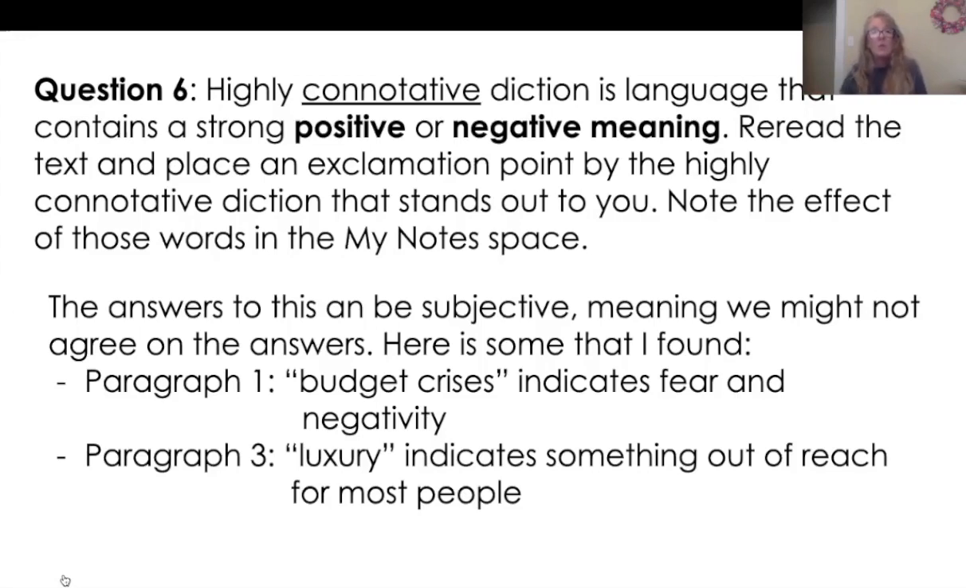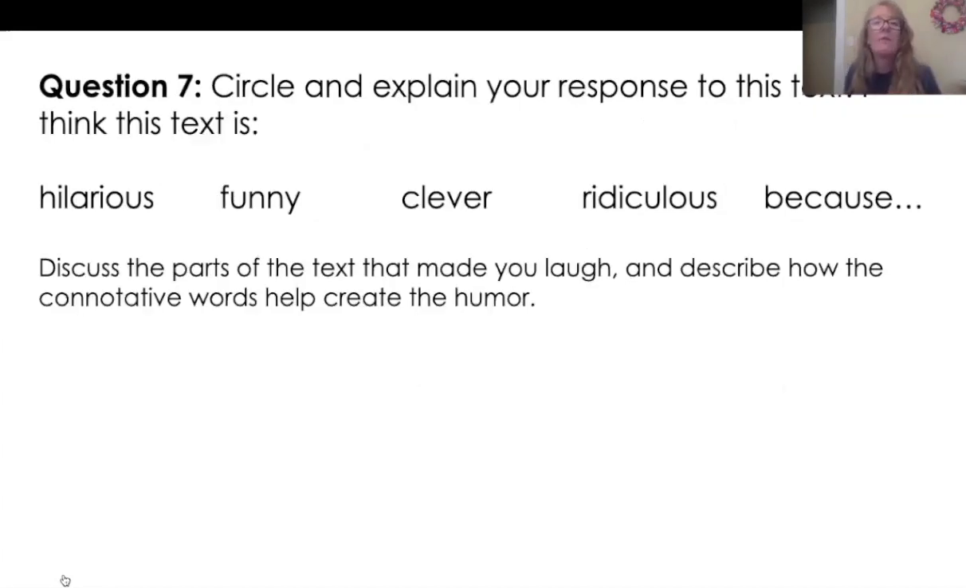Paragraph 1 where it said budget crises indicates fear and negativity, right? So there's always a budget crisis. But this is budget crises, which is more than one crisis. So you've already kind of got that connotation of like, oh my gosh, this is a bad thing. Paragraph 3, as I said earlier, luxury indicates something that's out of reach for most people. So that's like, you know, using the past tense is out of people's zone of what they can have. So this next one, question 7, circle and explain your response to this text.